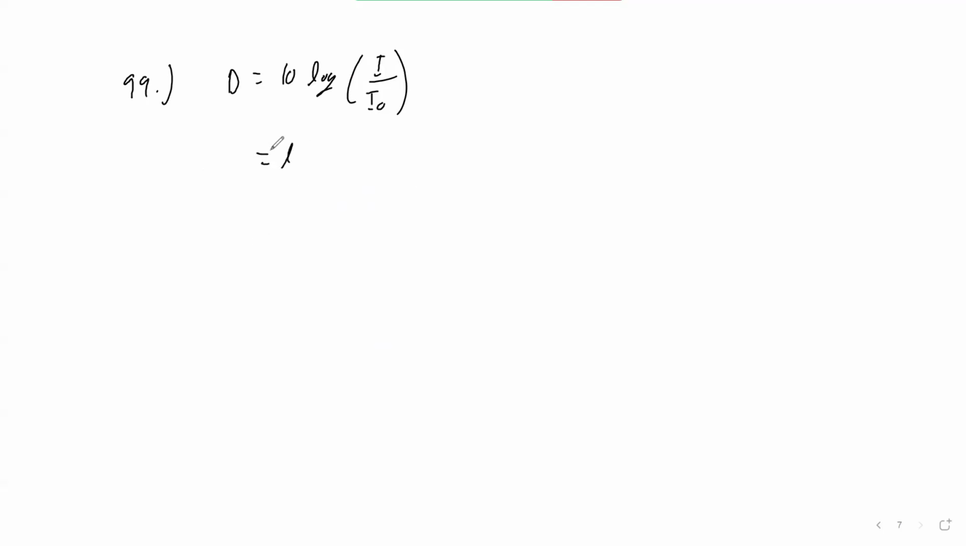So you would just say 10 times log of what you're looking at, which in this case is 20, divided by your protection of your ears, which in this case is the 10 to the negative 12. And then you just plug that in, and you get 133. So that would be your decibel level.